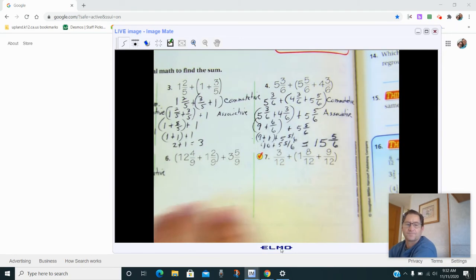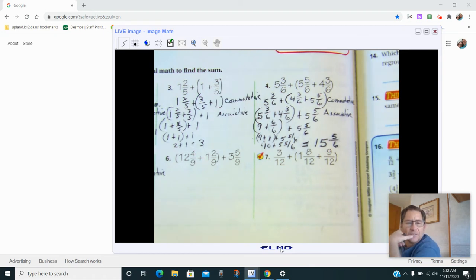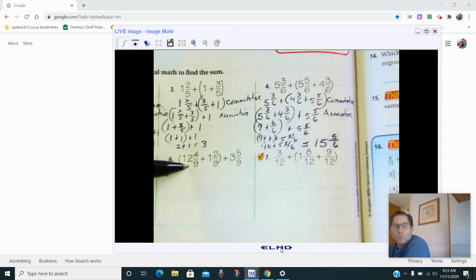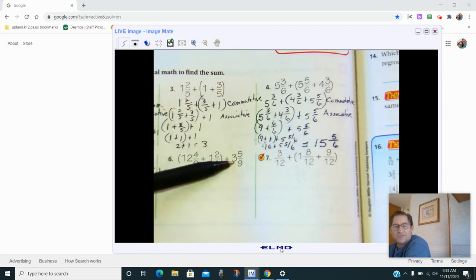Number 6. 12 and 4/9 plus 1 and 2/9 plus 3 and 5/9. 4 and 2 is 6/9. 5 and 2 is 7/9. 5 and 4, that's 9/9. So we want the 12 and 4/9 to be next to the 3 and 5/9. So how can we do that? How are we going to get 12 and 4/9 next to 3 and 5/9?